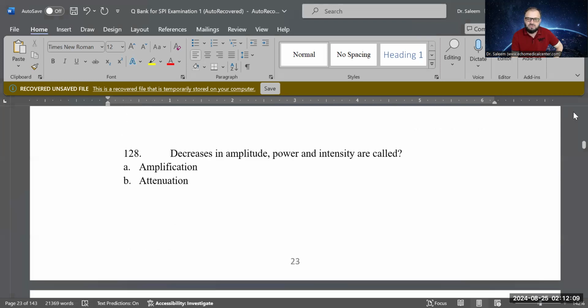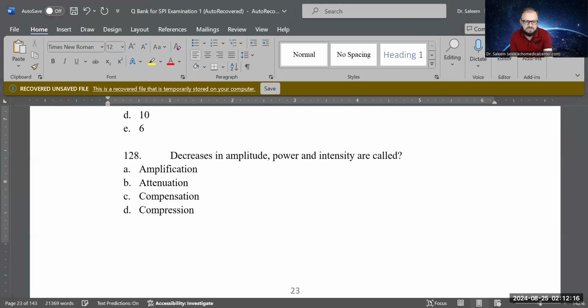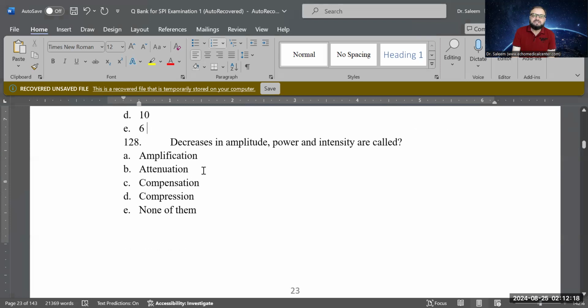So now this question is, let me bring this a little bit up so we will see all of the answers. Now the question is, decrease in amplitude, power, and intensity are called, what is this definition for? This definition stands for which of the following options? Now we have amplification, attenuation, compensation, compression, or none of the above. What do you think? Which one will be more suitable for this definition?